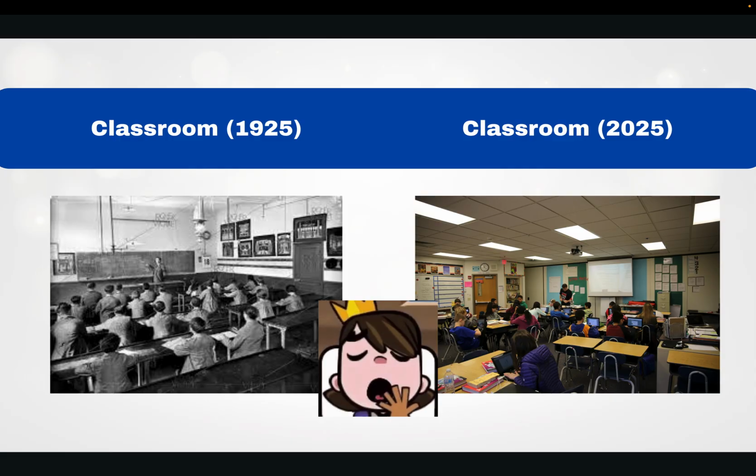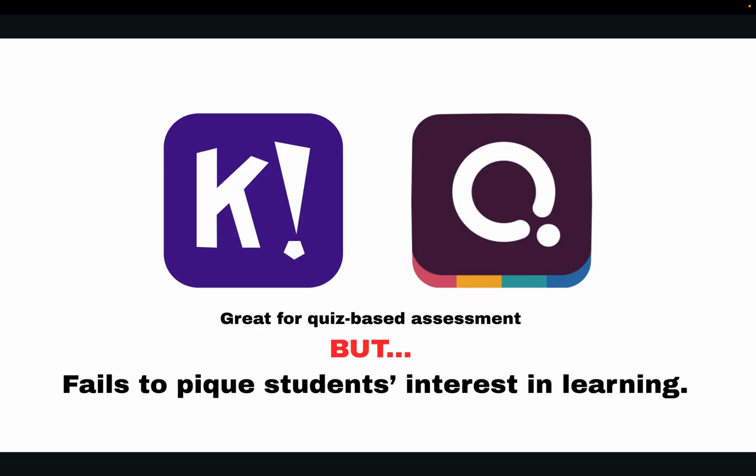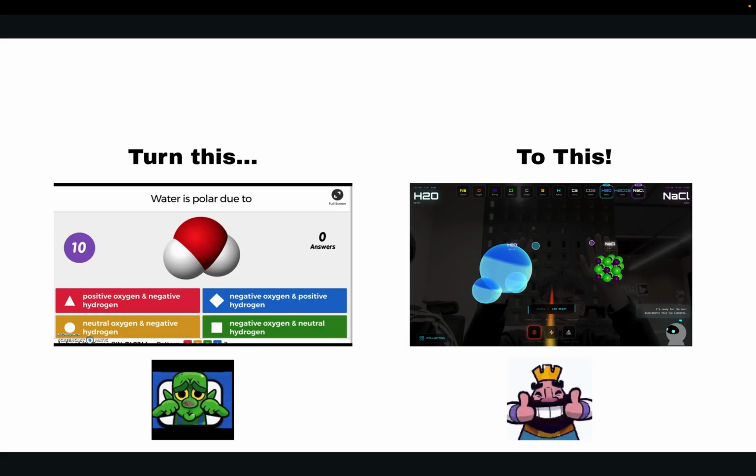So this is a classroom in 1925 and this is a classroom in 2025. You see that they actually look identical even after the technological advancements. Even though there are platforms like Kahoot and quizzes, trying to make learning more interactive with quiz-based assessment, it fails to pique the students' interest in learning because there's not much engagement the users can do.